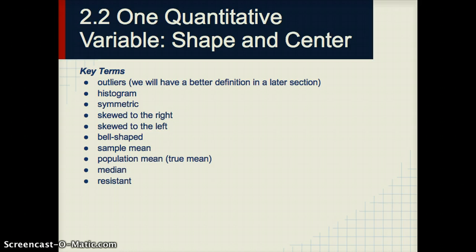One thing is, skew to the right means the tail's pointing to the right, skew to the left means the tail's pointing to the left. But many of these things should be pretty straightforward. As before, with sample proportion and population proportion, there's a difference between sample mean and population mean, but I won't get into that.